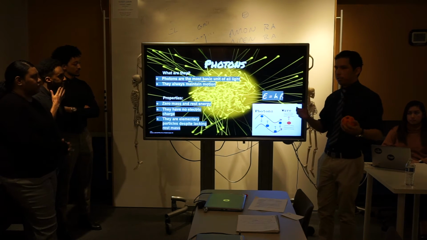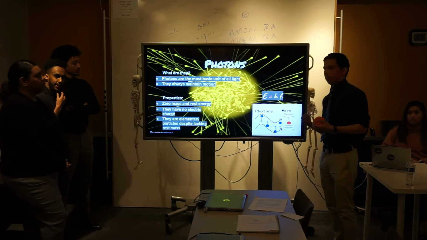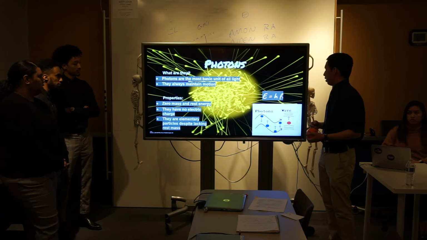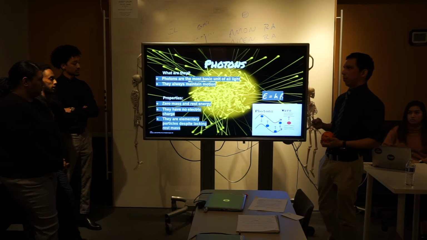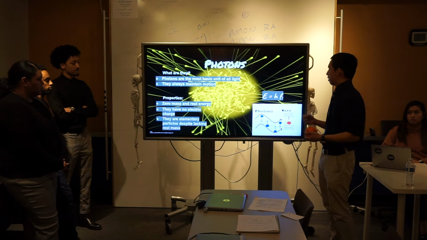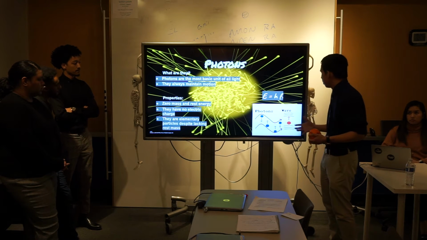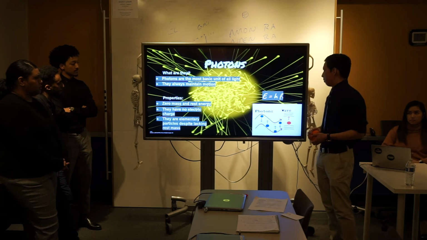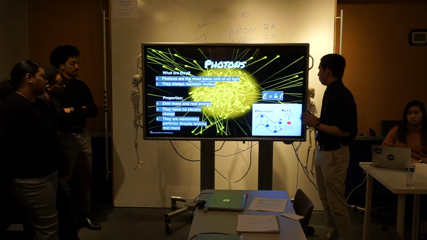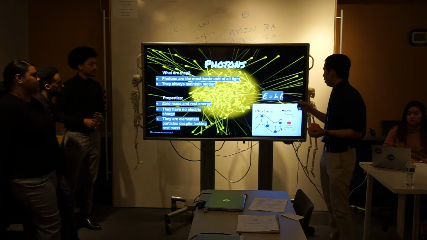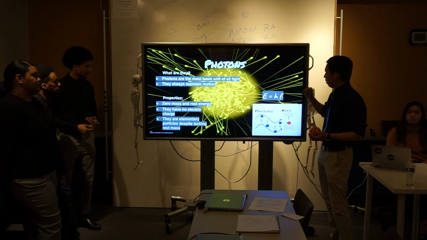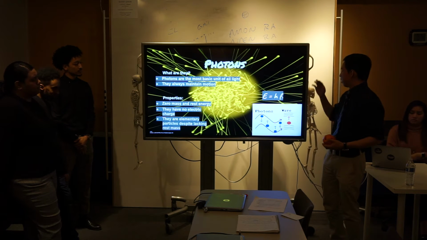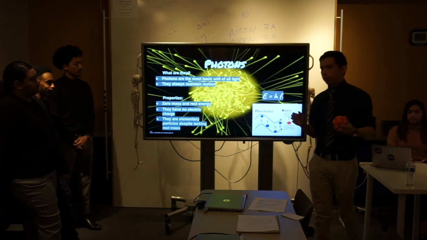E represents energy, so if you're ever trying to find the energy of a photon, you would use this. H represents, I think it's called, Planck's constant. Planck is the guy who actually came up with the equation to begin with. F would be the frequency of the radiation. So in order to find the energy of a photon, you would need Planck's constant times the frequency of the radiation.